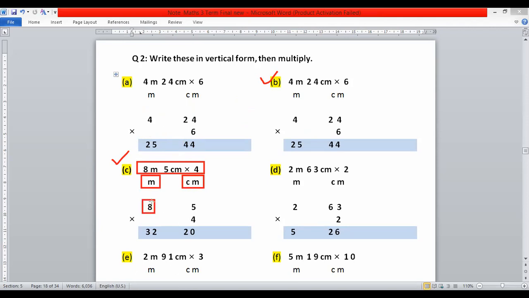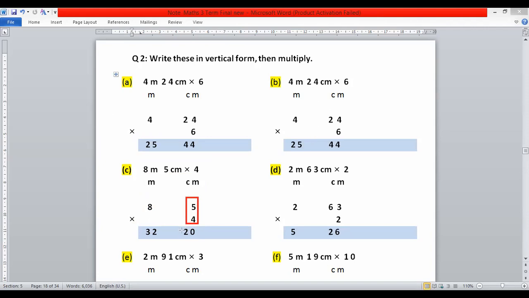So in the below of meter, we write, look at here. Here 8 meters are given, so we write here 8 meter. 5 centimeters are given, so we write 5 in the below of centimeter. And then multiply by 4. First of all, we will write in vertical form, and after that multiply 4 by 5.